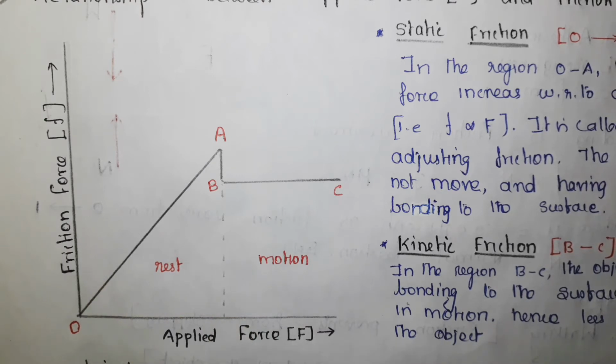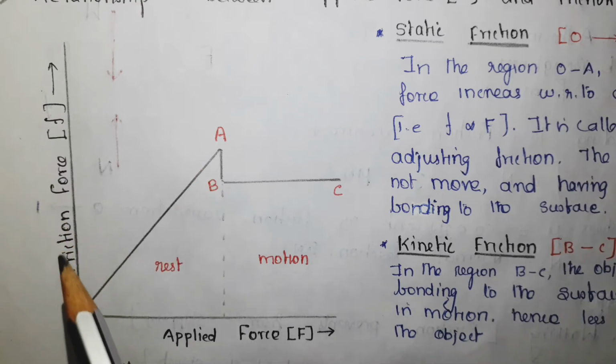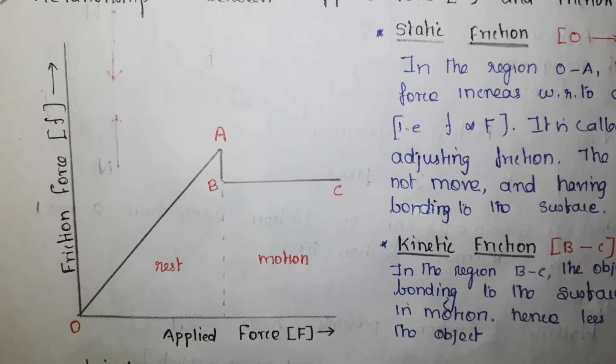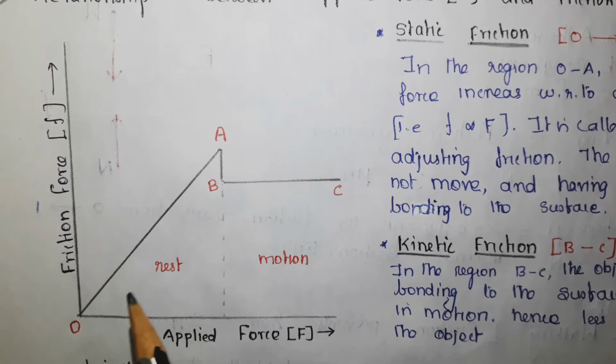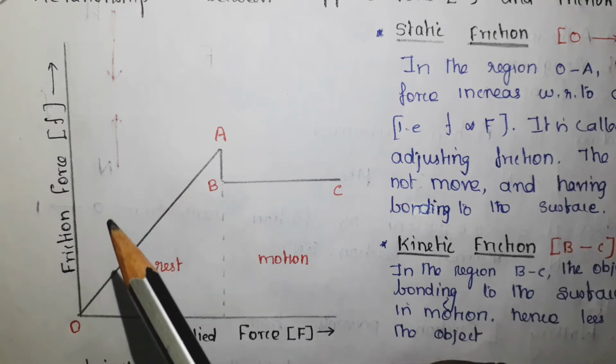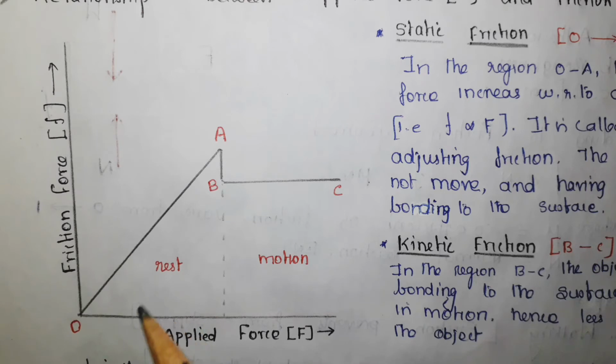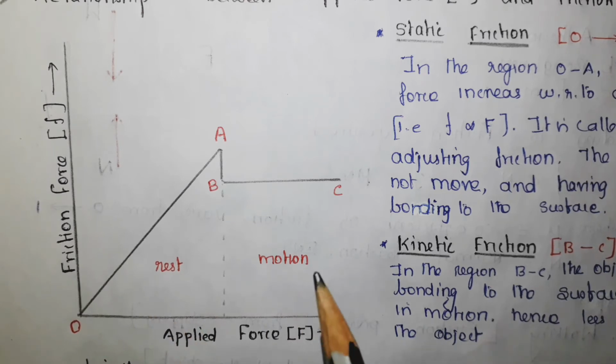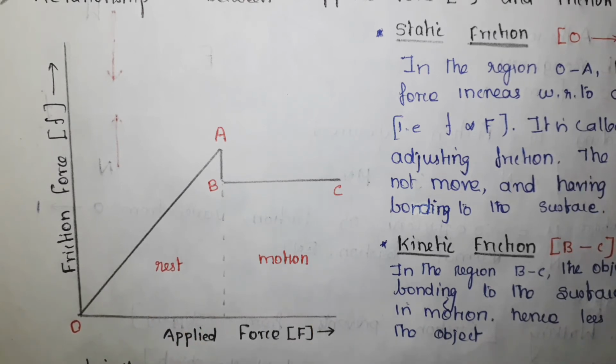the same 1 Newton. And moreover, in this region, friction force is called self-adjusting friction, because when I increase the value of applied force, similarly the friction force will also adjust itself to the applied force. So in this region, the friction force is called self-adjusting, and moreover, in this region, the bonding between the surfaces is very high when compared to the dynamic region.